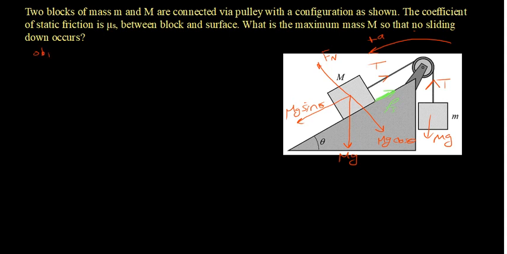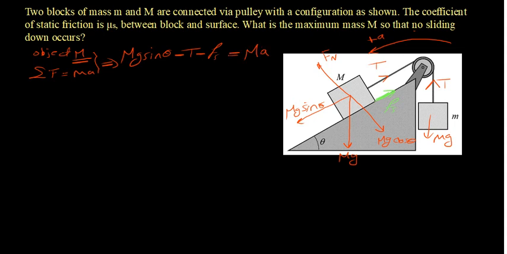If I start with the object M, the big M, and follow Newton's formula where the sum of forces equals ma, I can write this here: Mg sine theta minus tension minus static friction force will equal capital M multiplied by a in the x direction. However, the question is saying no sliding, which means there is no motion on the x-axis, so that term will be 0. Okay, I can keep it like this for now.